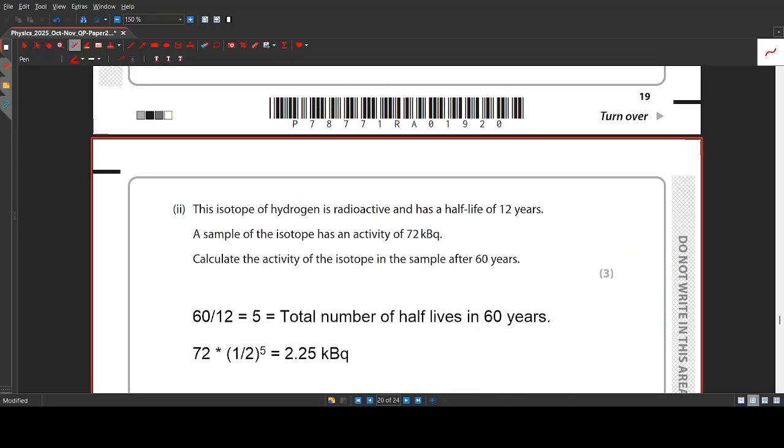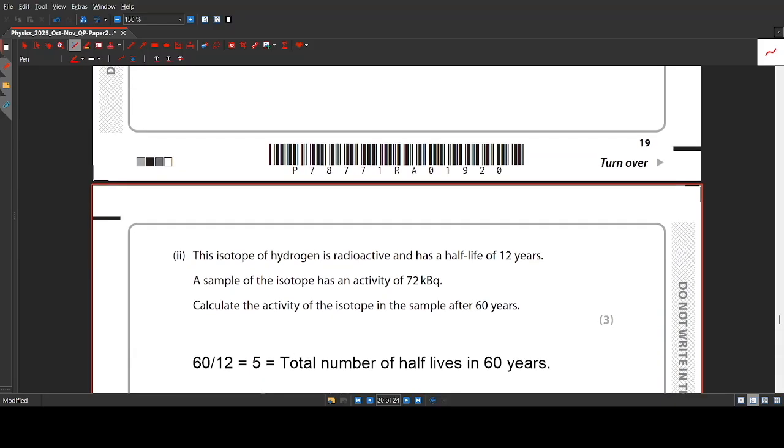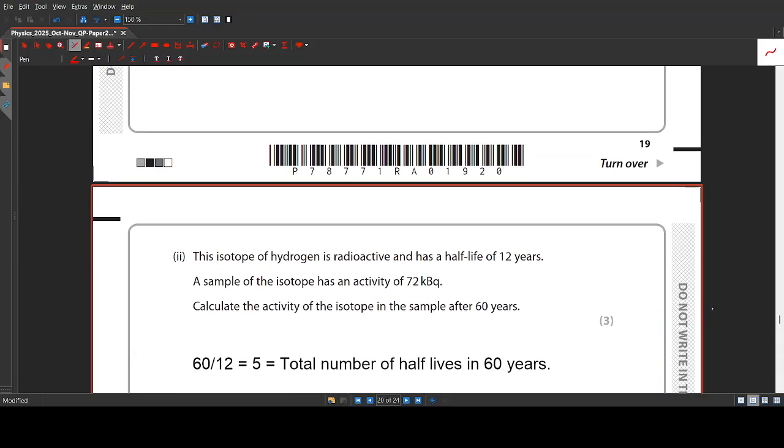The last question is basically a calculation as well. This type of hydrogen is radioactive and has a half-life of 12 years. A sample of the isotope has an activity of 72 kilobecquerels. Calculate the activity of the isotope in the sample after 60 years. So we will have to calculate the activity of this isotope after 60 years. We know that the half-life is 12 years, which means the activity of this particular radioactive sample gets halved every 12 years. And now we will have to calculate the activity of the isotope after 60 years.